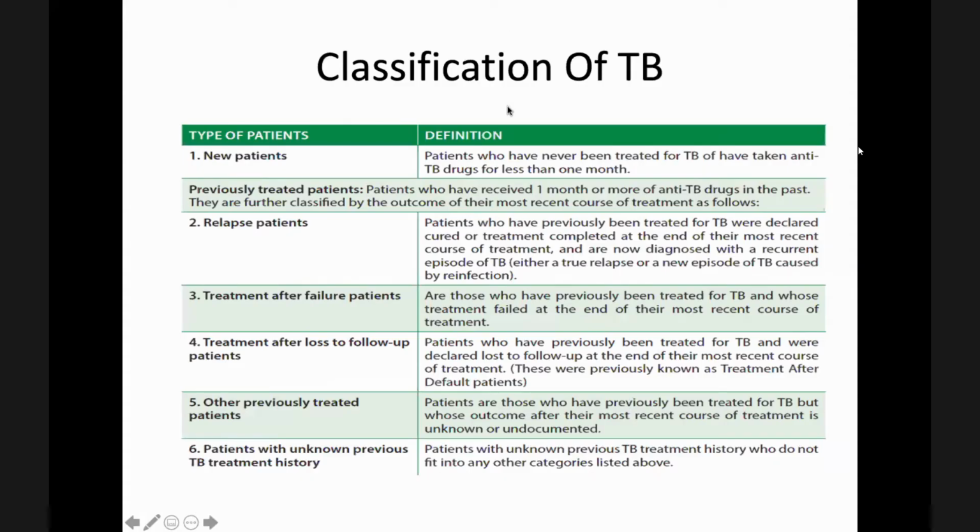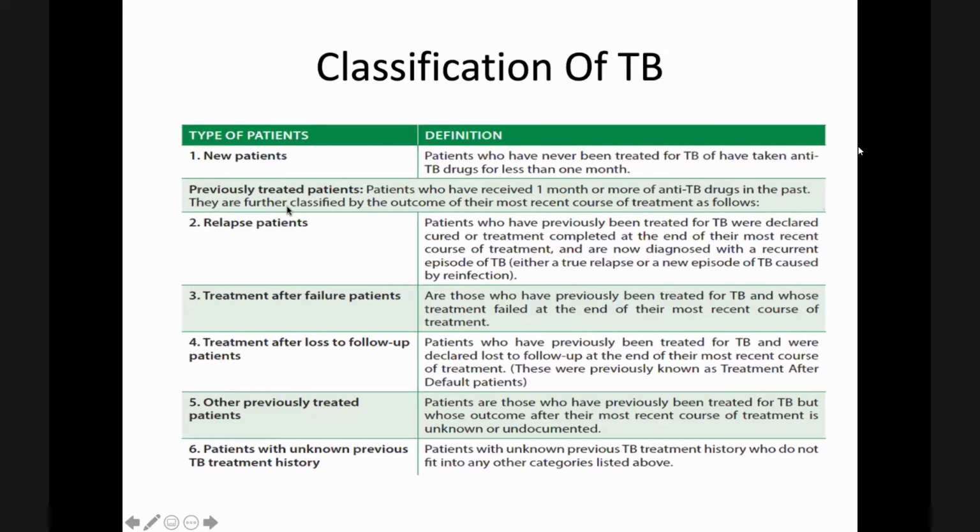Coming to the classification of TB according to the type of patient. New patients are patients who have never been treated for TB or have taken anti-TB drugs for less than 1 month. So even if a patient has taken anti-tuberculosis drugs for less than 1 month, we can say it is a new TB patient. Previously treated patients are those who have received 1 month or more of anti-TB drugs in the past, and they are further classified by the outcome of their most recent course of treatment as follows. So new patient and previously treated patient.